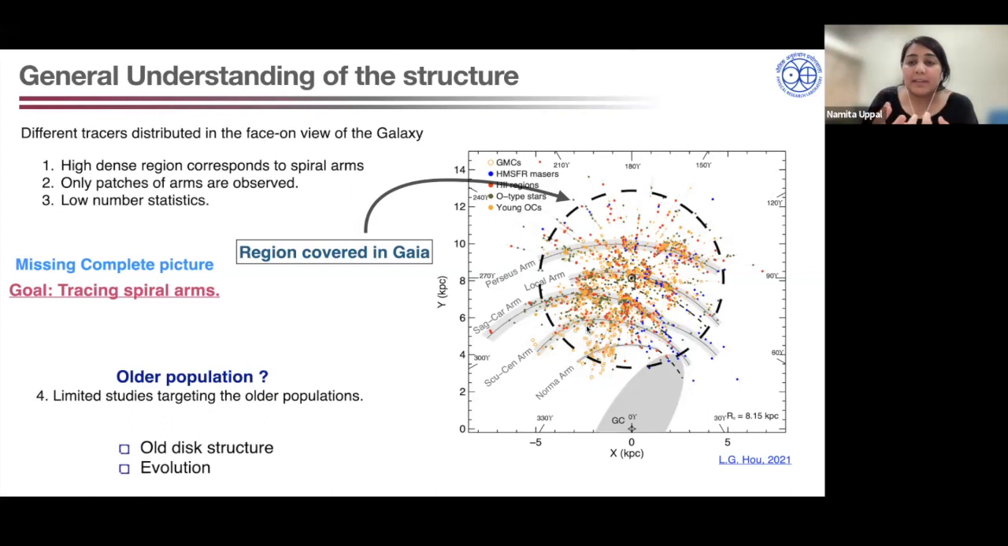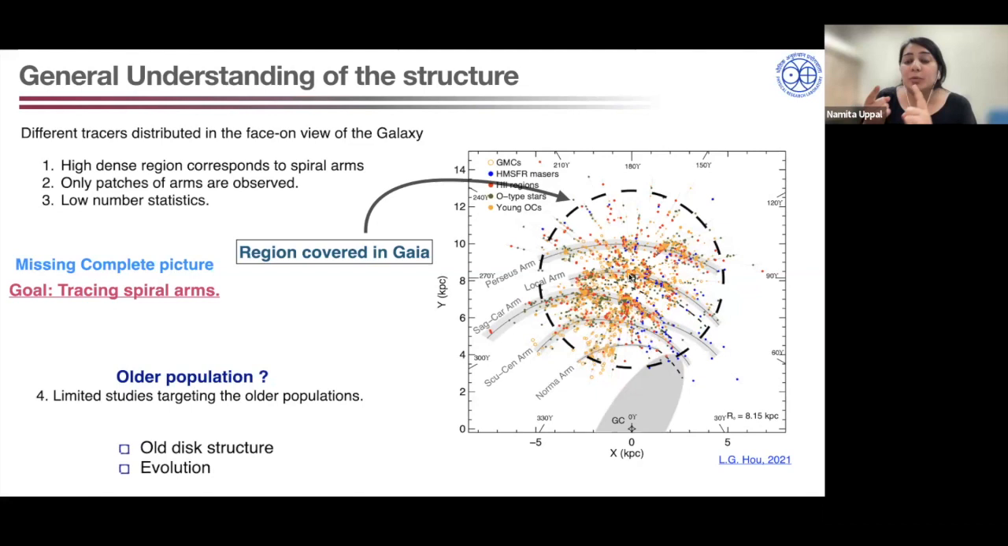So with this in mind, we wanted to trace some older population. Also, the number density of the stars or the population presented here is very low. Open clusters are the maximum, but only a few thousand open clusters are plotted in this plot. So the number of stars, based on which we are getting information about the spiral arms of the galaxy, is very small. But our galaxy has billions of stars.